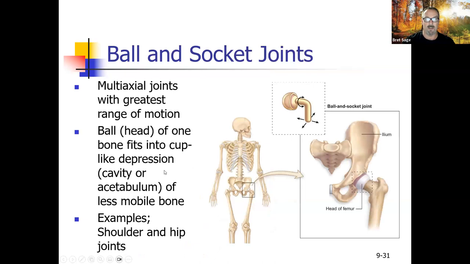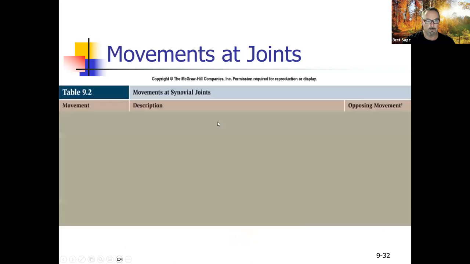Ball and socket joints have the most movement possible, maybe with an exception of that saddle joint. The multiaxial joints with the greatest range of motion. The ball or head of one bone fits into a cup-like depression, which would be a cavity or acetabulum of the less mobile bone. Example, shoulder and hip. So you can see here it's your hip and your shoulder, ball and socket.